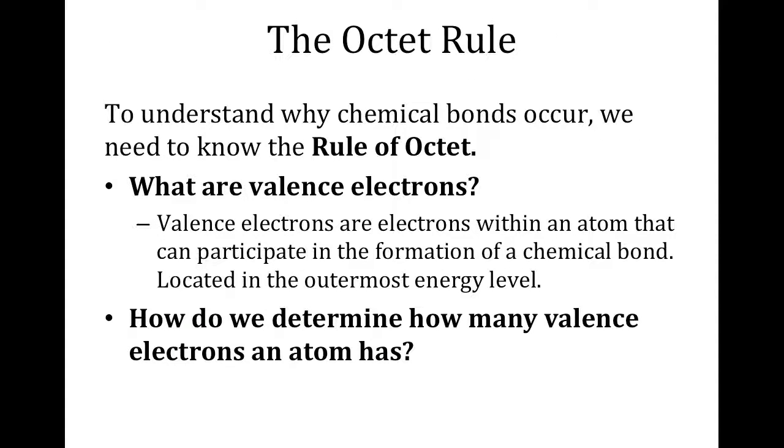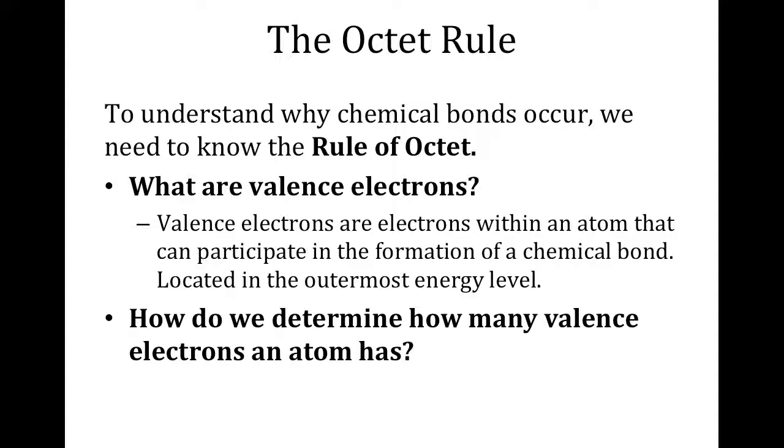So that is all we have for the electronegativity differences. So now we're going to look at something called the octet rule. To understand why chemical bonds occur, we need to know the rule of octet. Most of you are probably thinking octet. Oct comes from the word octagon. What does that make you think of? 8. That's going to be very important.